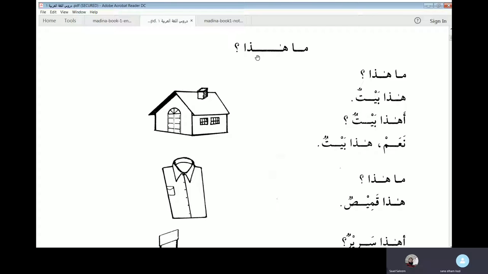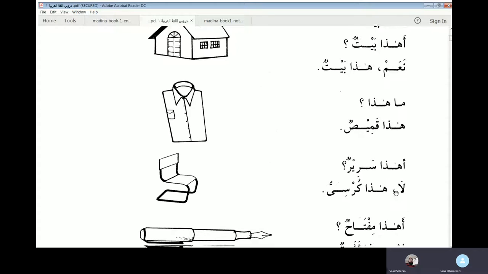Ma hadha, what is this? Hadha baitun, this is a house. A-hadha baitun, is this a house? Na'am, yes. Hadha baitun, this is a house.